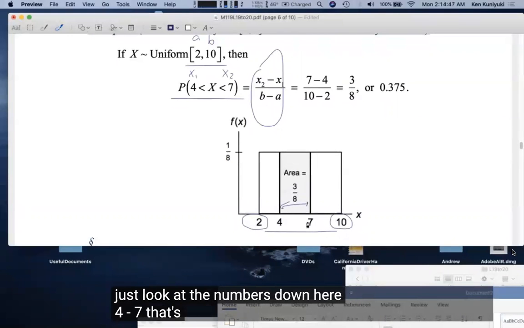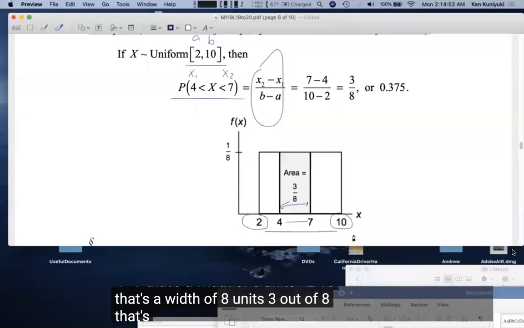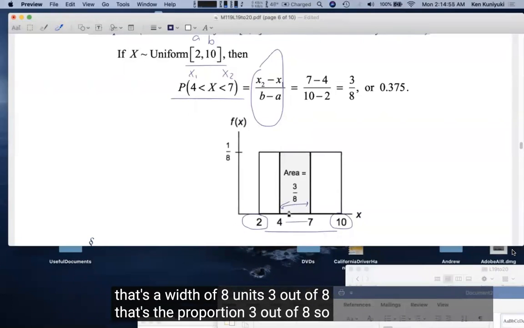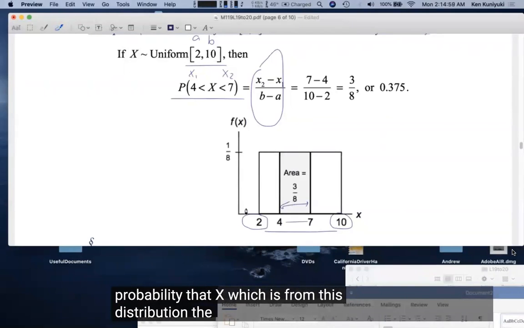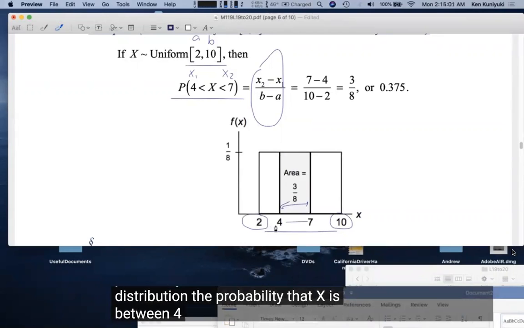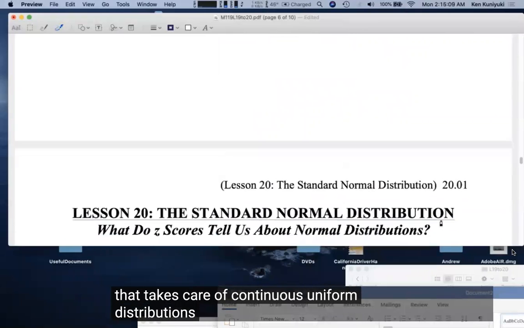4 to 7, that's a width of 3 units. 2 to 10, that's a width of 8 units. 3 out of 8, that's the proportion, 3 out of 8. So the probability that x, which is from this distribution, is between 4 and 7 is 3 out of 8. All right, so that takes care of continuous uniform distributions.